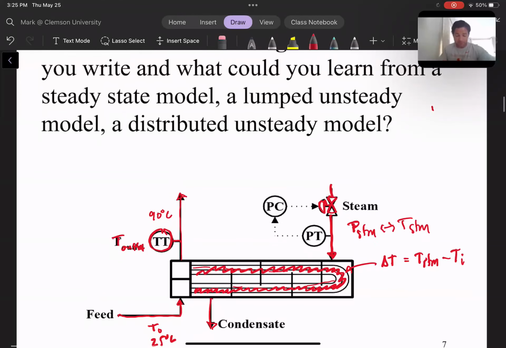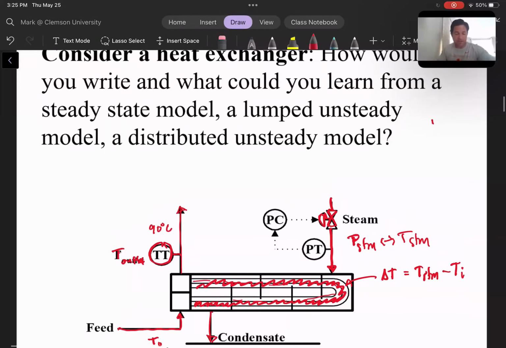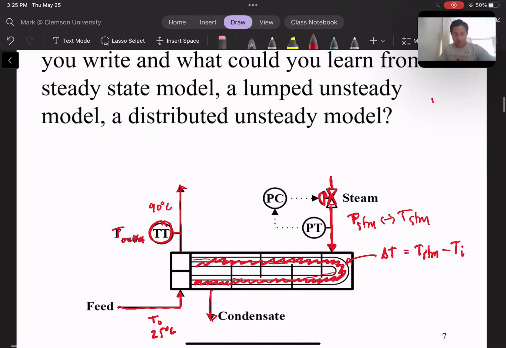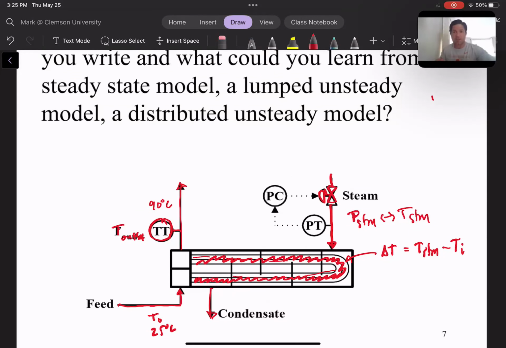Well, okay, let's look at what the question is saying. If we're treating this as a steady state model, there's no variation in time. We just have constant inlet, constant outlet temperature, and then we can calculate what the temperature profile is in the system, assuming that there's no variation.